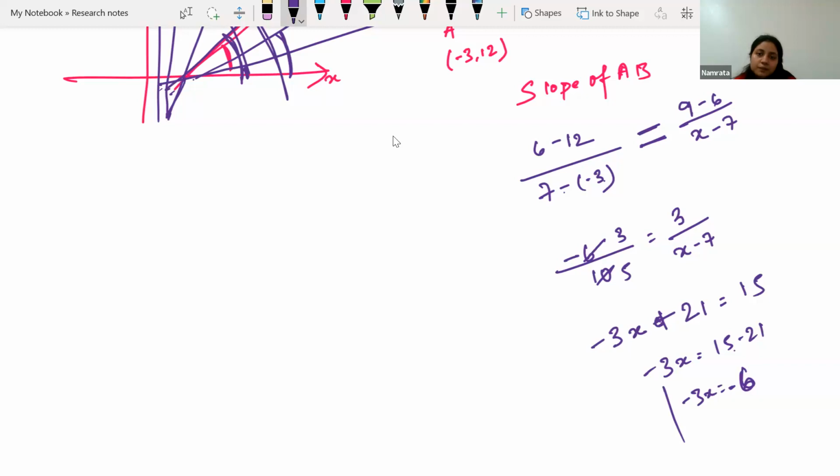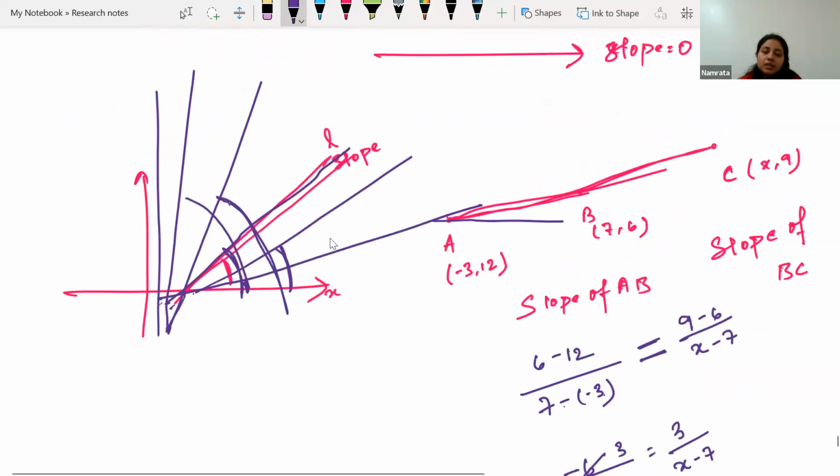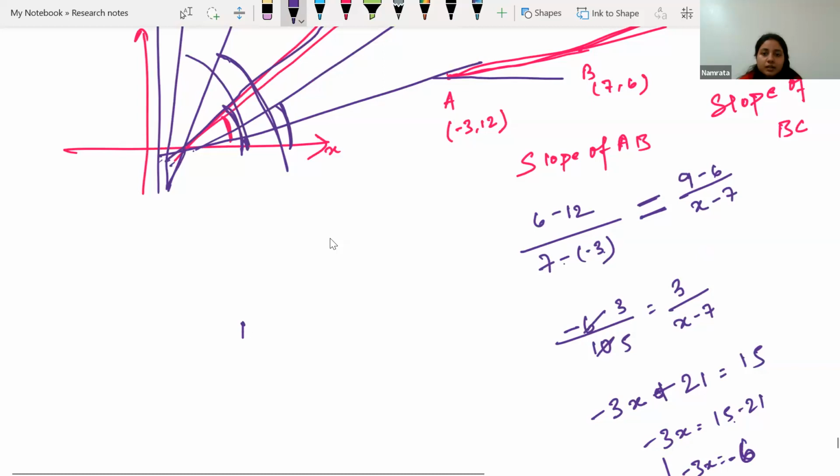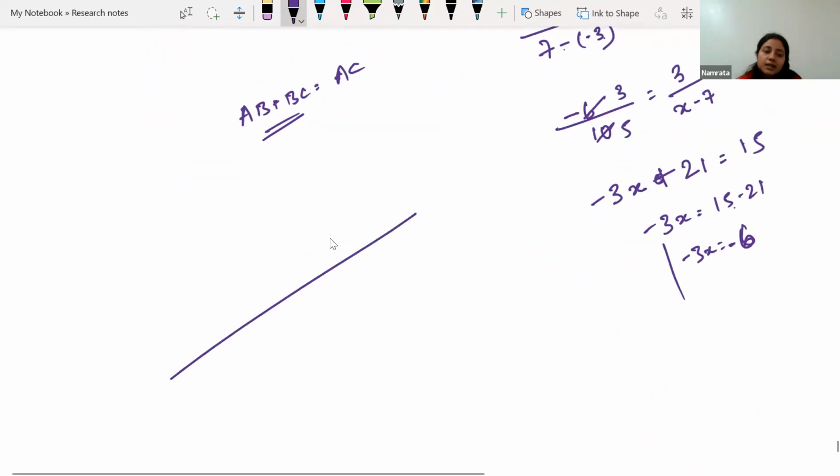And we won't be able to apply the distance formula over here. We cannot say that AB plus BC will be equal to AC. That we cannot say for sure, because B can be anywhere. It can be like this: A, then C, then B. So B can be in between, or it can be after C, just like that. So here we will be using the concept of slope only.